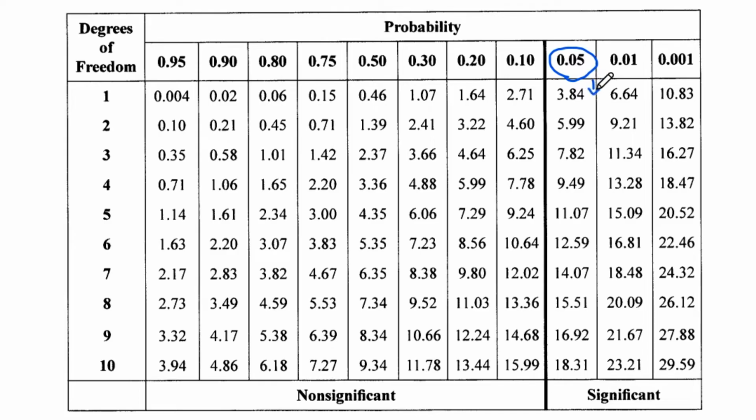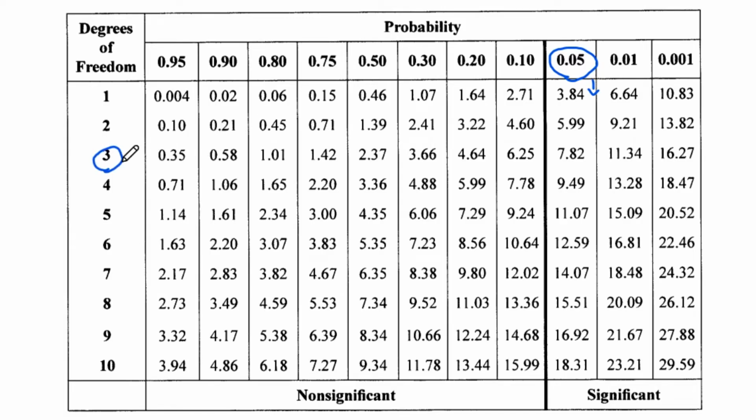But which row are we going to look at? Well, remember there were 4 different phenotypes from the table. Right, there were 4 phenotypes. So degrees of freedom, to calculate that, we need to take the number of phenotypes and minus 1. So there were 4 different phenotypes from the table, so our degrees of freedom is going to be 3.